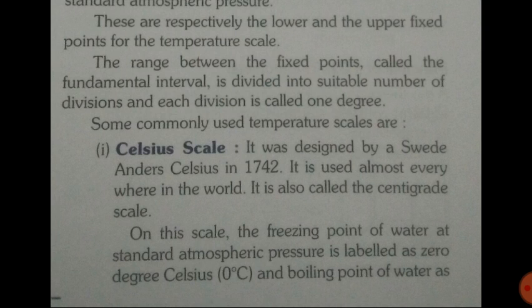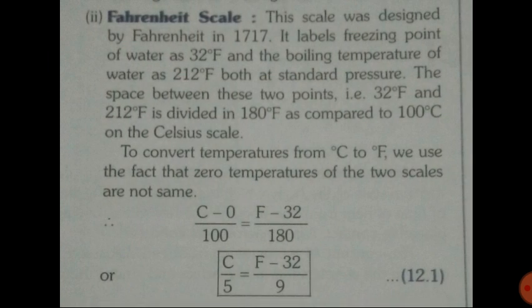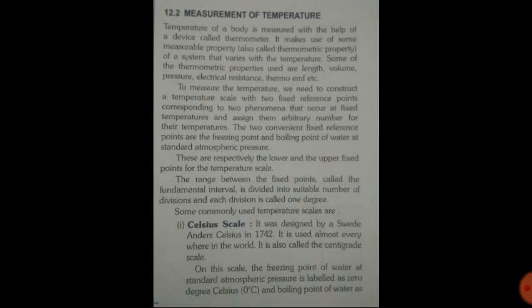So here we are going to discuss some scales. The first one is the Celsius scale, also called the centigrade scale. When we measure heat by this, the freezing point of water in terms of Celsius or centigrade is 0 degree. So the lowest point of this scale is 0 degree centigrade and the boiling point is 100 degree.